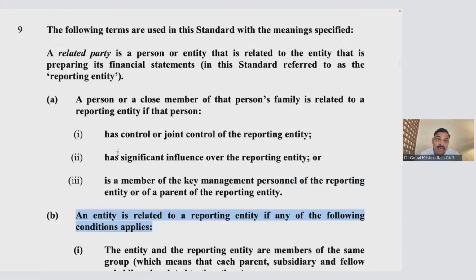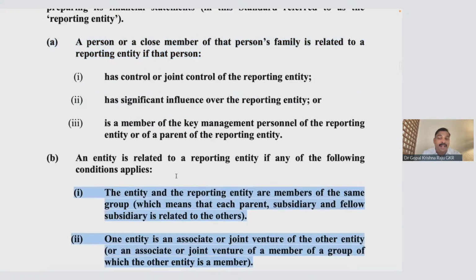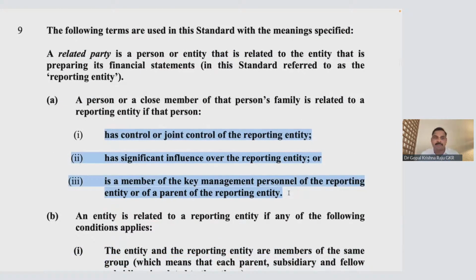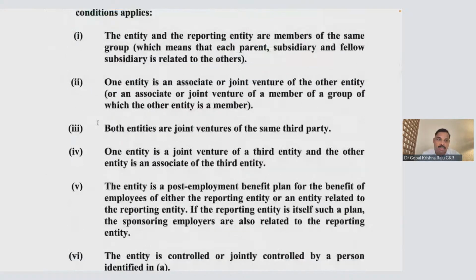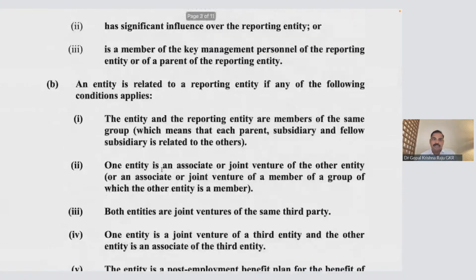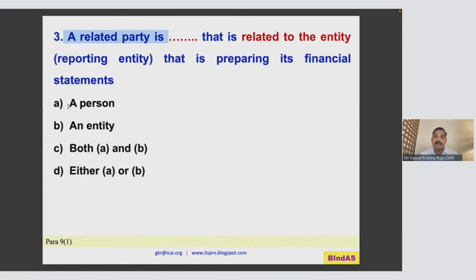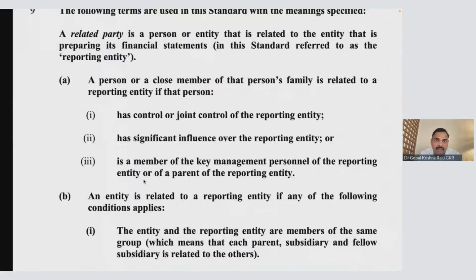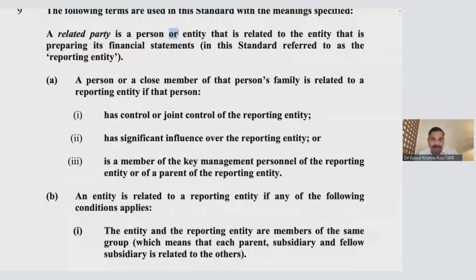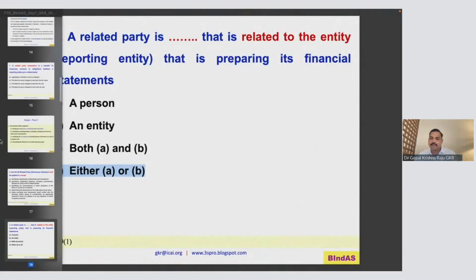Now, who is a related party? A related party is a person or entity. Look at this. A is with respect to a person, an individual. B is with respect to an entity. For a person, they have given 3 items, and for an entity, they have given 8 items. So with respect to an individual, 3; with respect to an entity, 8. A related party is related to an entity that is preparing, and it is a person or an entity, not both. If you tick both, it is wrong. It is either a person or an entity. Look at this definition, very, very important. That R is very important. Good. Now come to the next question.